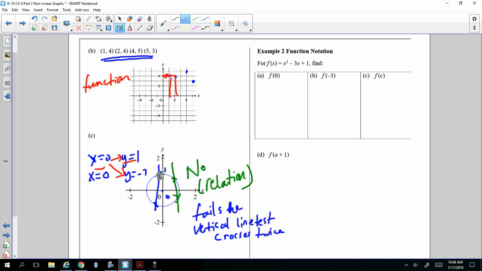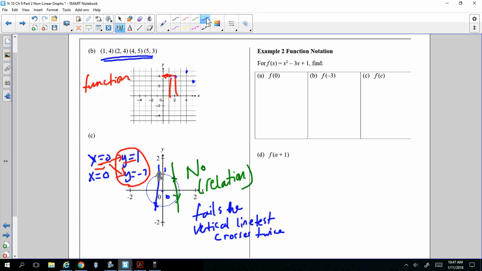Does that make sense? So if the vertical line crosses more than once, each x value does not correspond to exactly one y value. In this case, it corresponds to 2 different y values. Okay, let's move on to the next question.